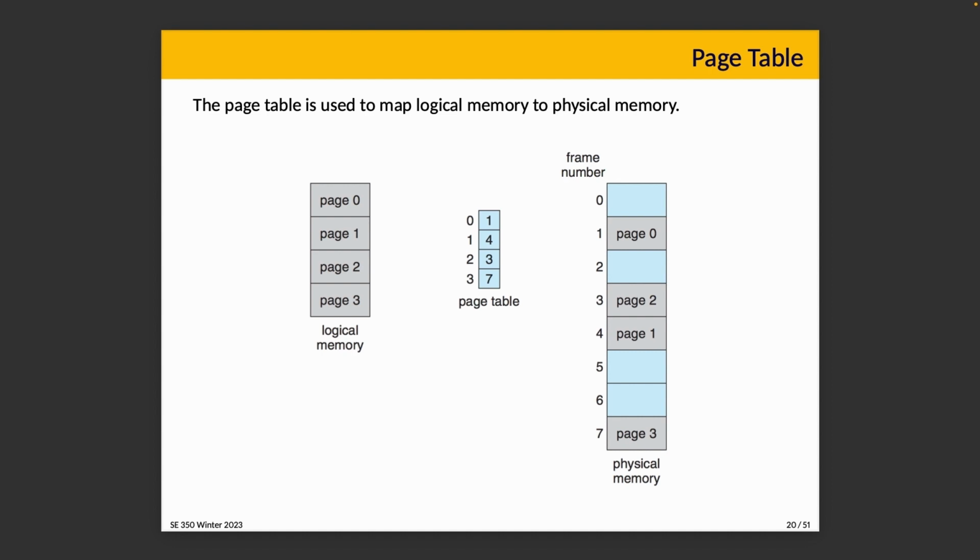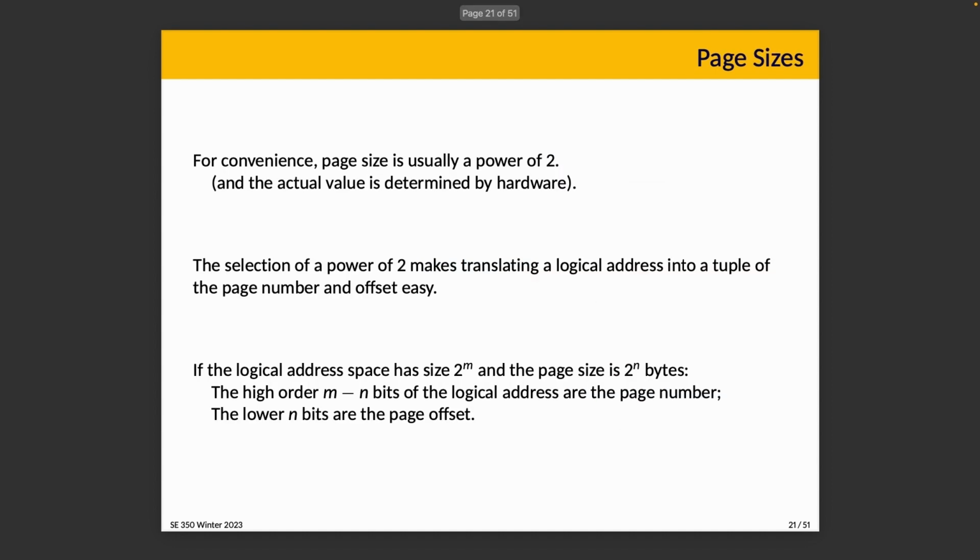For convenience, page size is usually a power of 2. Actual value is determined by hardware. I'd ask at this point, does anybody know what the determining factor would be? Give you a minute to think about it.